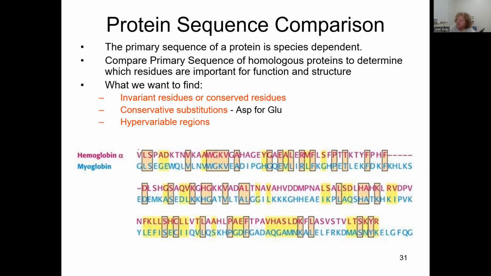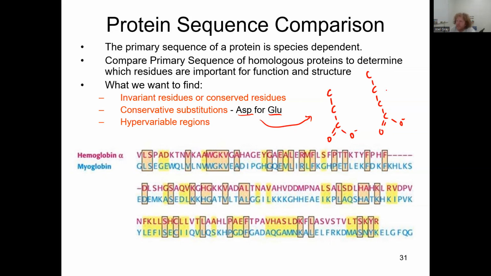For instance, if in hemoglobin alpha we have an aspartate in one organism and a glutamate in another organism, well, the properties of these two amino acids are very similar to one another. The R groups look effectively like this. I mean, that's what those two R groups look like. So they're very similar to one another.